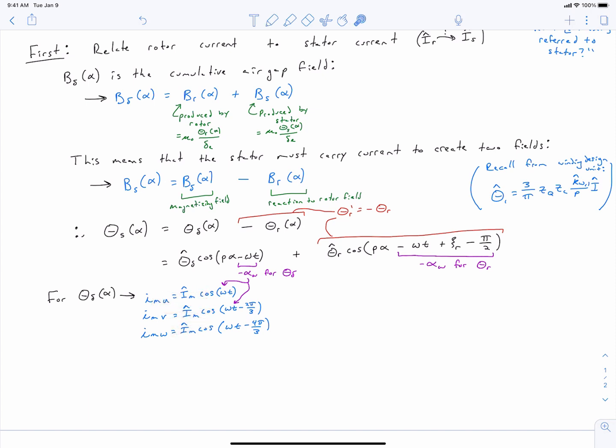And you'll see that for the magnetizing field, or for the theta delta component, I'm referring to our current with a subscript of M. So we've got stator currents I_MU, I_MV, I_MW, and it has a magnitude of I_M hat, which we can obtain by solving this expression up here, where the left-hand side is just equal to theta delta, and the right-hand side has an I_M hat over here.